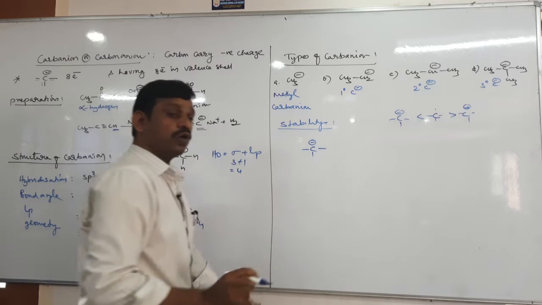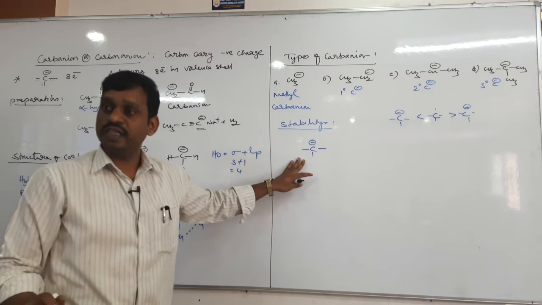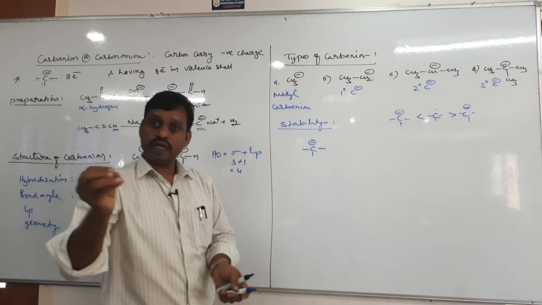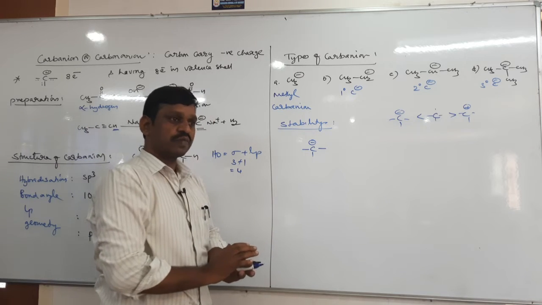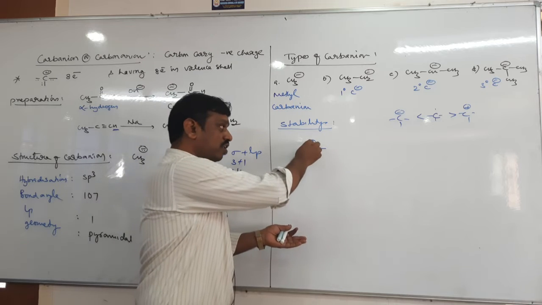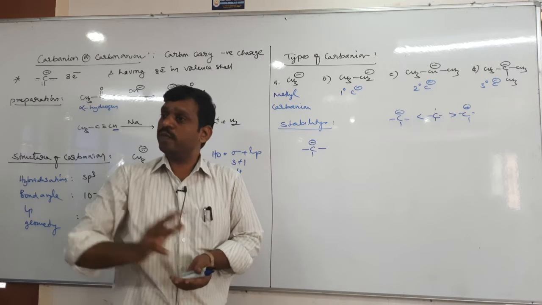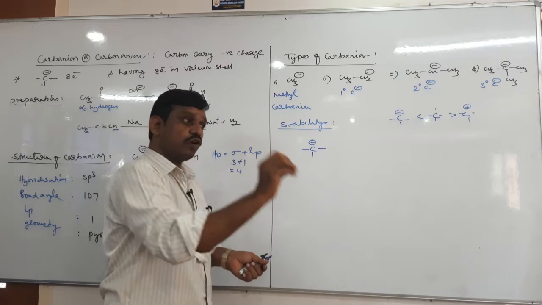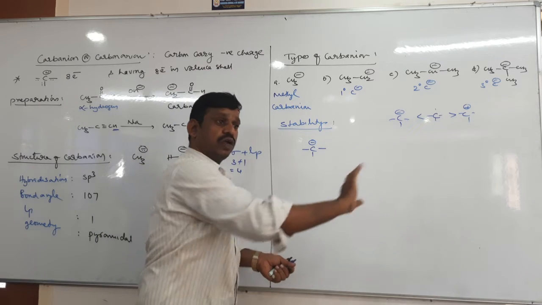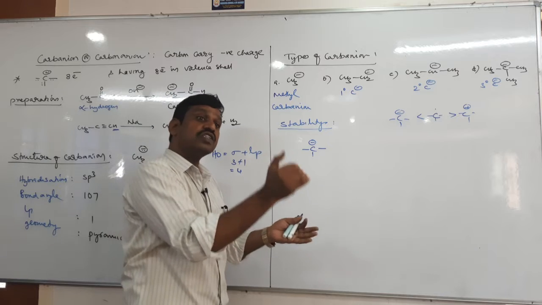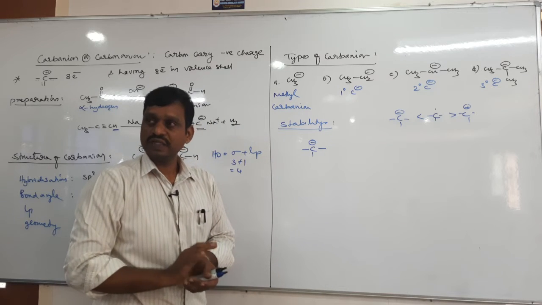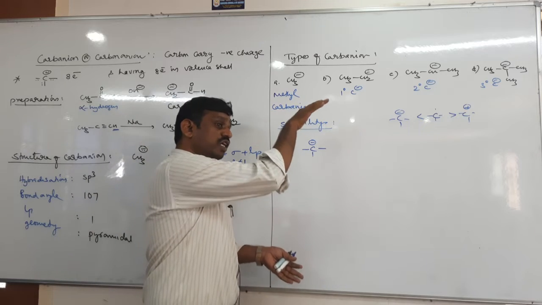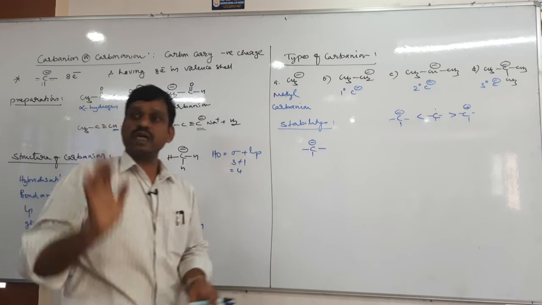Carbanion is unstable due to the presence of negative charge. Therefore, if you are able to reduce the negative charge of the carbanion, it becomes more stable. Now, what is the meaning of reducing? It does not mean that the negative charge becomes neutral. No. The charge density decreases. Negative charge density slowly decreases so that it becomes stable.